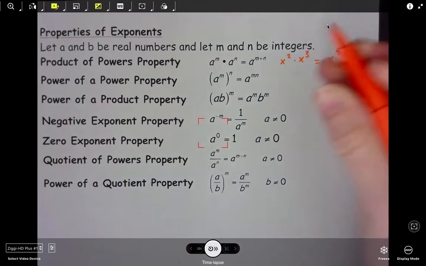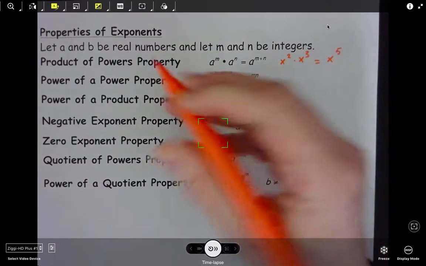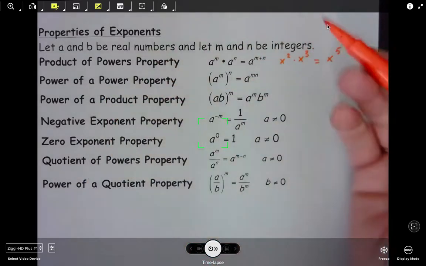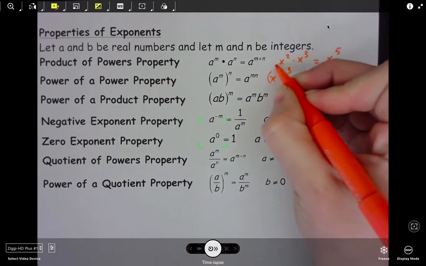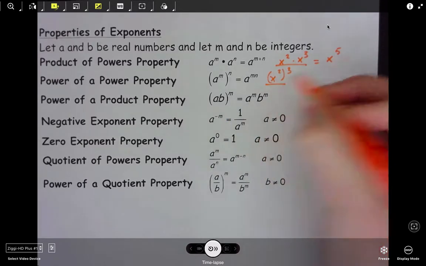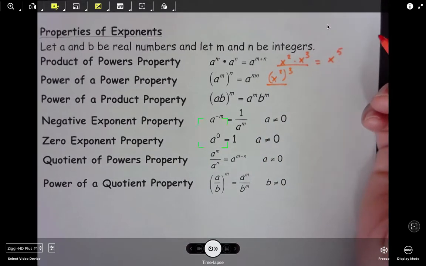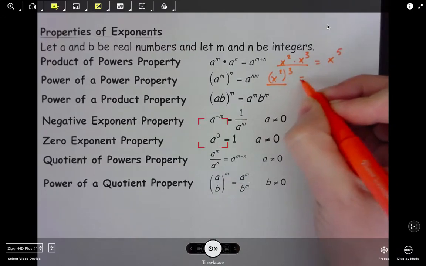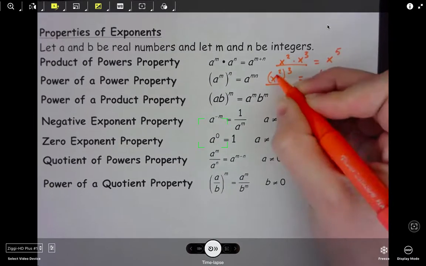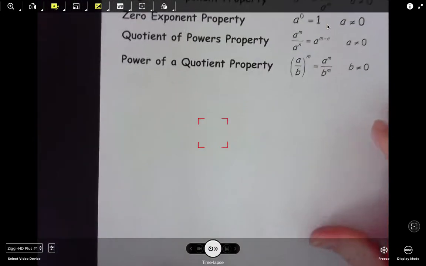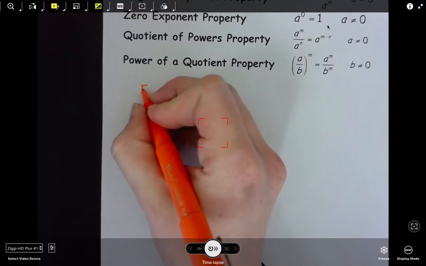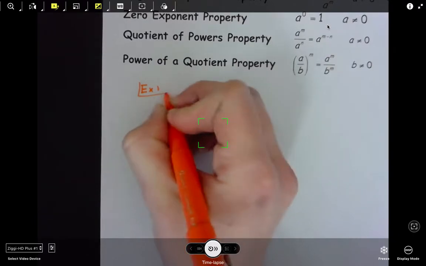People get that confused a lot with the power of a power property, where you have x squared to the third power. They look at this one, and then they look at this one, and they say, well, which one do we add and which one do we multiply? On this one, you multiply. When they're stair-stepped like that, you multiply them together, and that becomes x to the sixth power. So I'm going to go down here, and I'm going to show you a little bit longer of an example.